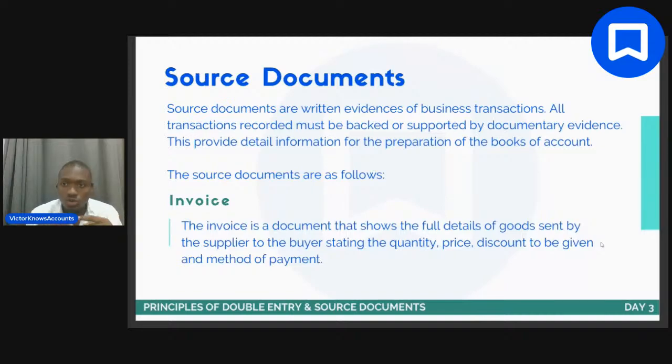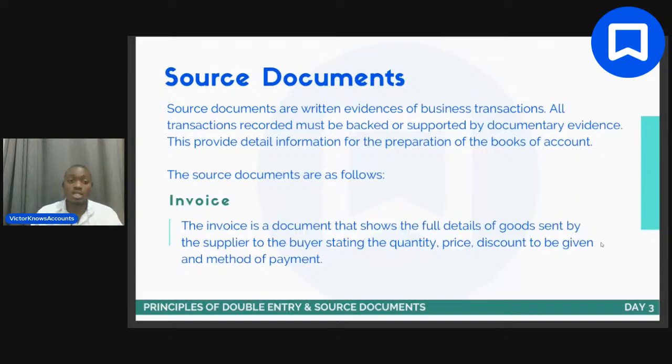All right. So now we want to expand it further, just give an explanation on it and make you see what source documents actually are. Now, when you hear source document, look at the two words that make up source document. We have source and then we have document. So when you think about source, what does that mean?